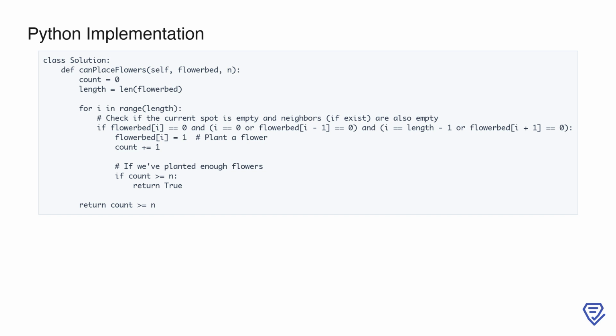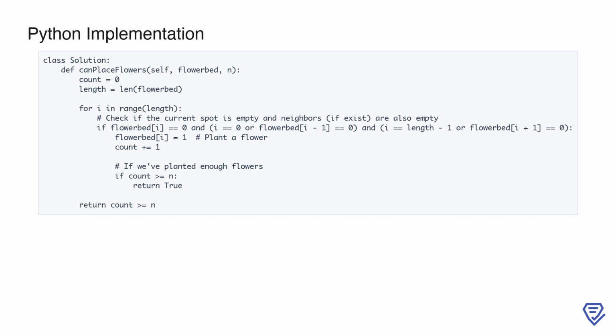Complexity. Time complexity: O(n), where n is the length of the flowerbed array. We traverse the array once. Space complexity: O(1), as we do not use any additional space proportional to the size of the input.